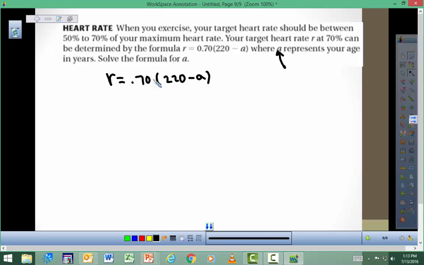Well, it looks like what I have so far, I want to use the distributive property. I want to multiply the number that's out in front here by both of those numbers. Now I'm just going to use my calculator. Let's see here. 0.7 times 220, this first part, I get 154. 0.7 times negative A gives me negative 0.7A.